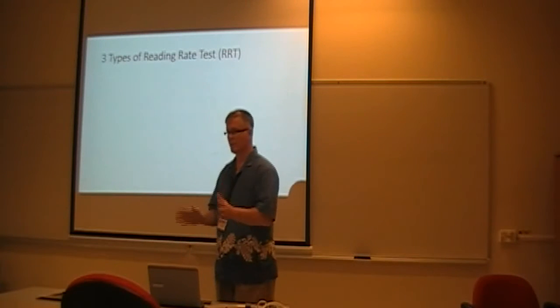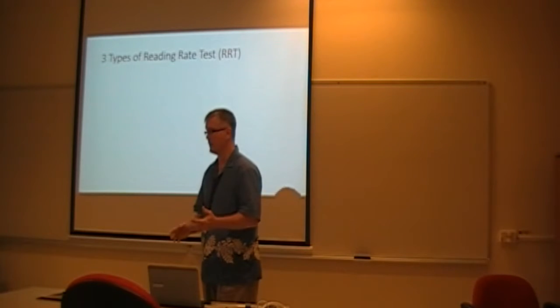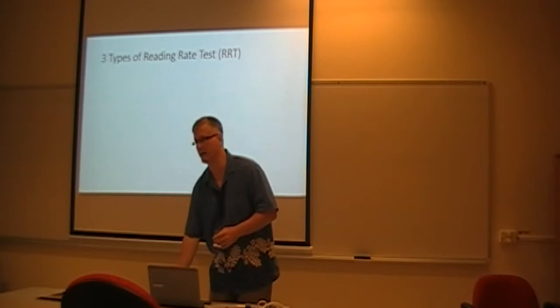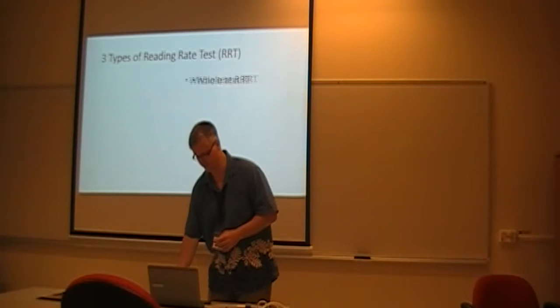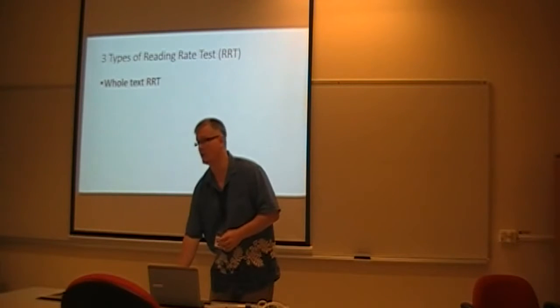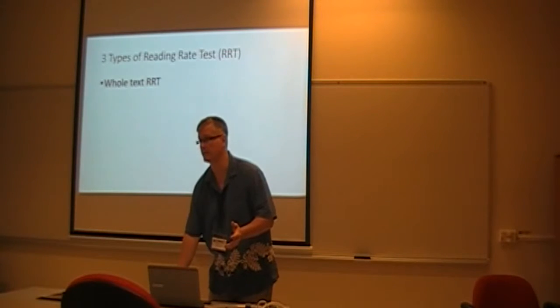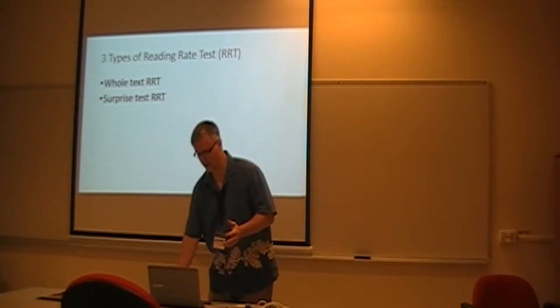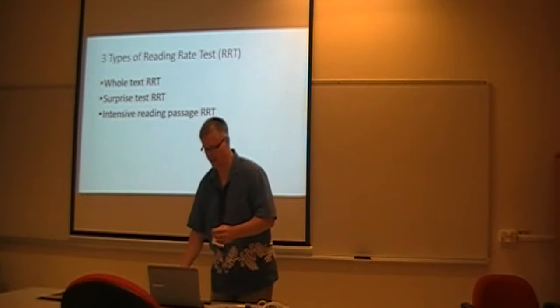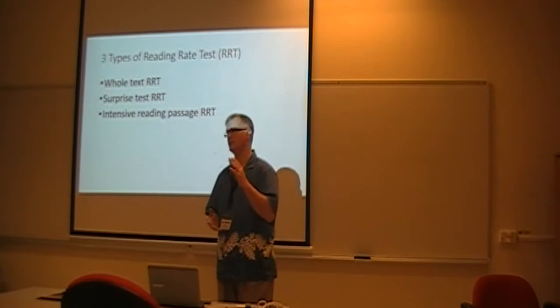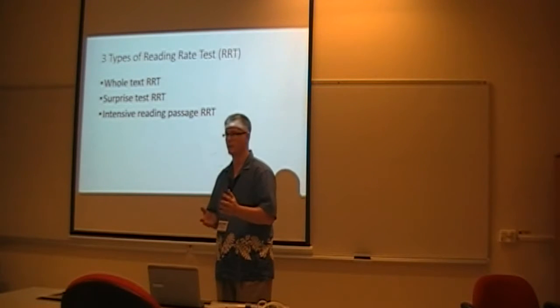So if we talk about reading rate tests, there are a few different types of reading rate tests, ways that we can go about finding out how fast our students read. So one is to read the whole text and just determine how much time it took to read the whole text. One is a surprise test. I'm going to give you a surprise reading rate test right now in class. I'd like you to read, and then I'm going to time it. And then the other one is an intensive reading passage. Here's a passage with 400 words in it. You're going to read and answer comprehension questions.